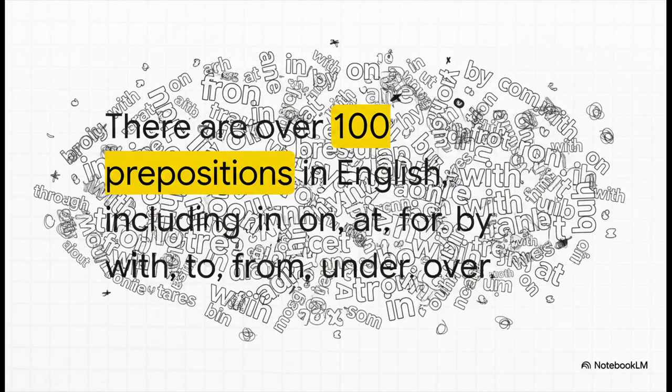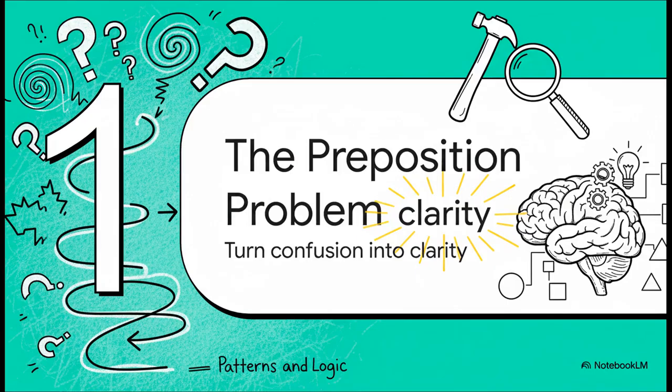I mean, look at this. There are over 100 prepositions in English. It really does look like a random soup of words. But I promise you, there is a method to the madness. And the secret isn't trying to memorize every single one. No way.